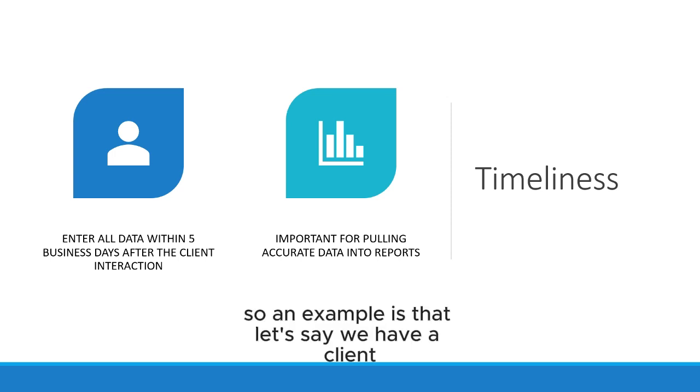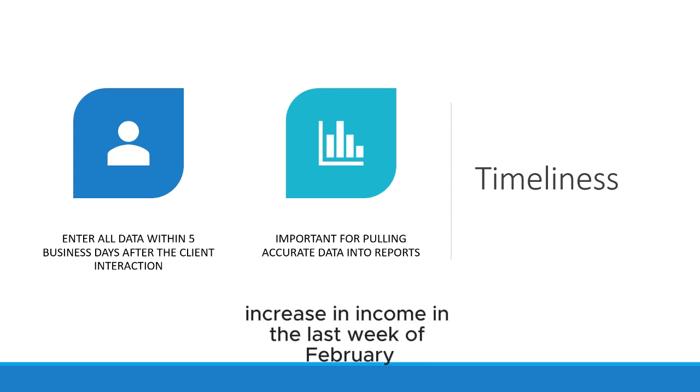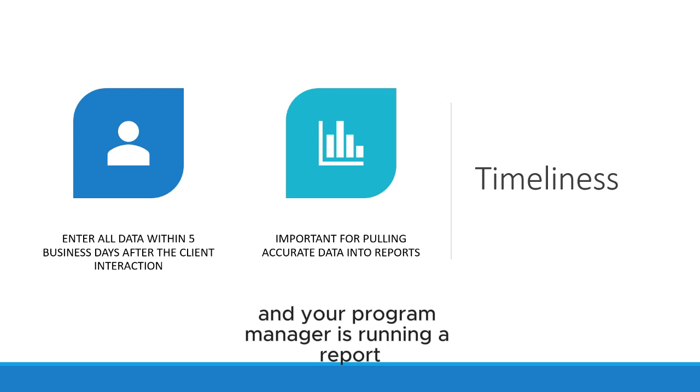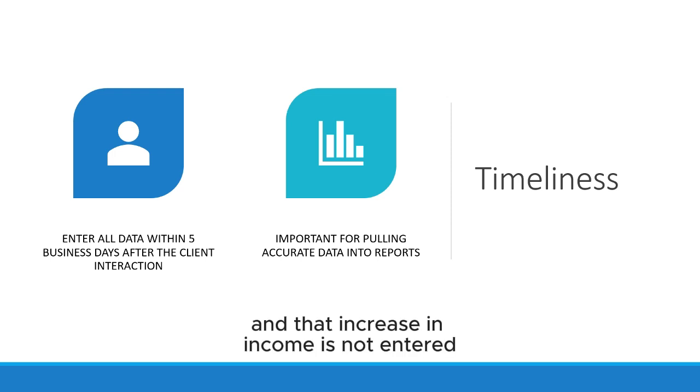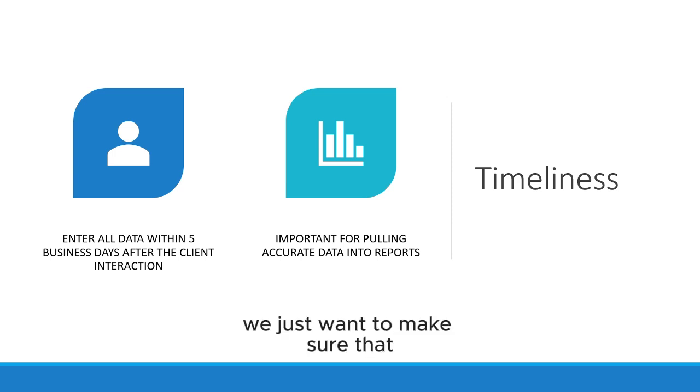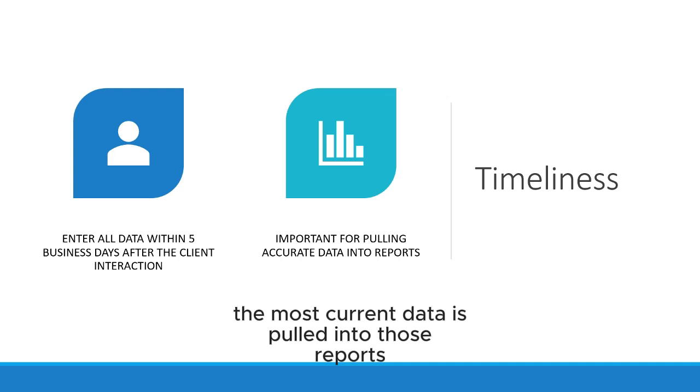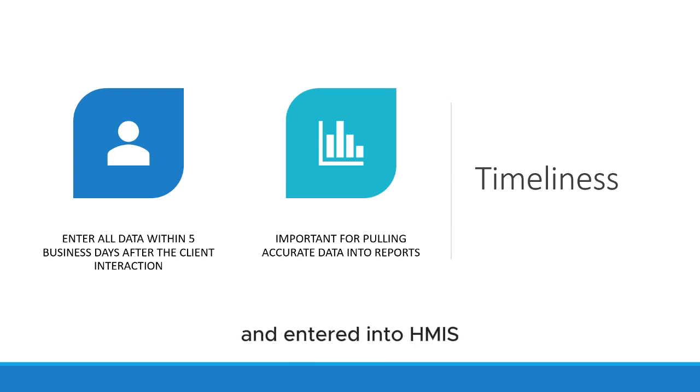So an example is that, let's say we have a client, they have an increase in income in the last week of February, and your program manager is running a report at the end of that month, and maybe you leave for PTO or are overloaded with work, and that increase in income is not entered. So then it's not pulled into that report that the program manager is running, and it's not captured. So we just want to make sure that the most current data is pulled into those reports and entered into HMIS.